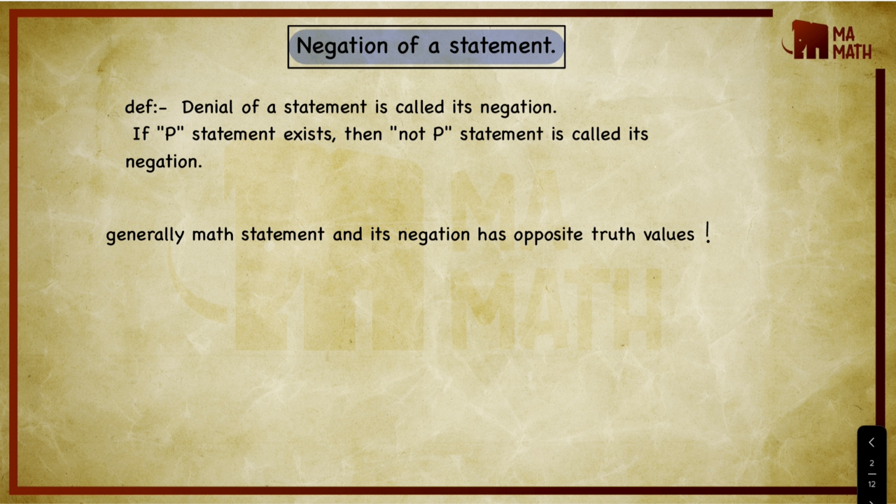Now in general, in math statements, wherever we have a statement P, not P will have the opposite truth value. So if a statement P has a truth value of, let's say, false, not P will have a truth value of true. And generally the negation of any statement, let's say P, is written by this symbol, or sometimes we write it like this. All of these are basically representations of negation. The most commonly used is this symbol.